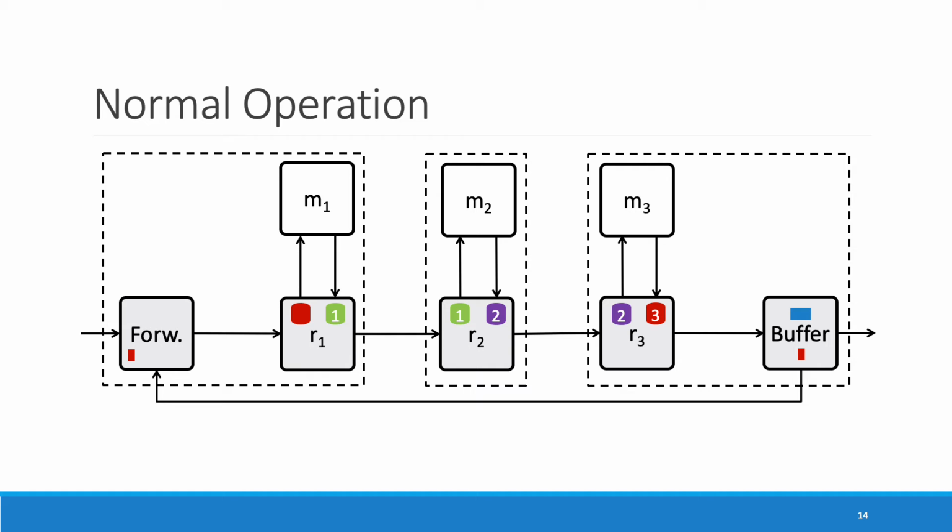FTC uses the buffer to withhold the packet until the state of middle boxes at the end of the chain, in this example M3, is replicated. The buffer strips and transmits the piggyback state to the forwarder. The state sent by the buffer is the state of the forwarder. The forwarder piggybacks the state of M3 onto an incoming packet and forwards this packet to pass through the chain.